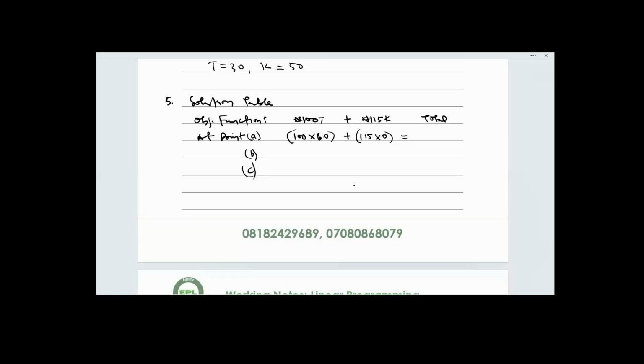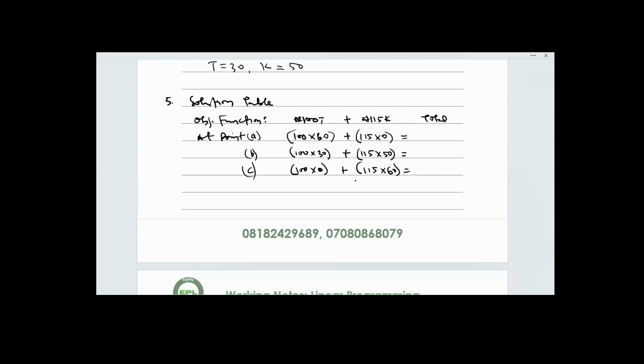Again, at point B, I will say 100 naira multiplied by the value of T at point B, which is 30, plus 115 multiplied by the value of K, which is 50, equal to. Then at point C, I will multiply 100 naira by the value of T at that point, which is 0, plus 115 multiplied by 60.